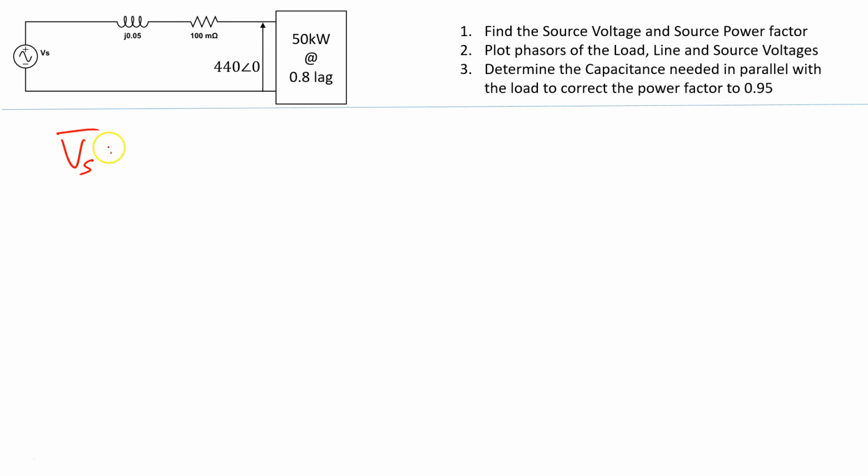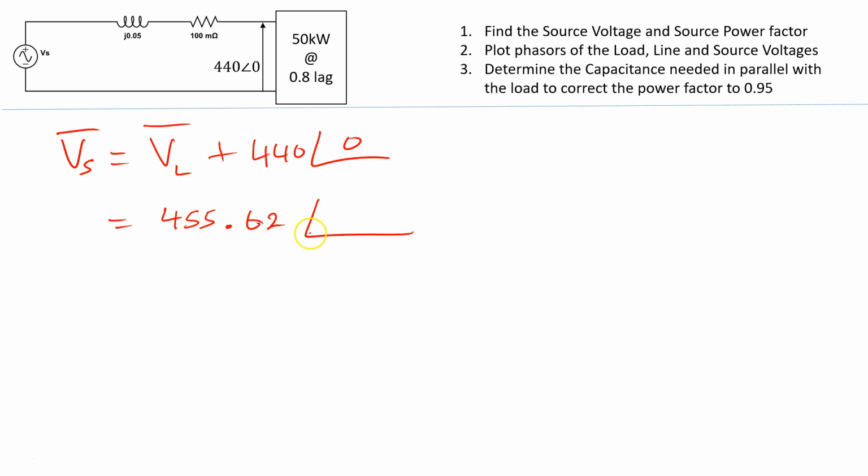So now I could find VS. VS is equal to VL plus 440 angle 0, and when I add those up I get 455.62 angle minus 0.35. So I've done the first one, find the source voltage. Now I just need to find the source power factor. Now remember, the source power factor is the cosine of the angle between the apparent power and real power from the source, or the angle between the voltage and current from the source.